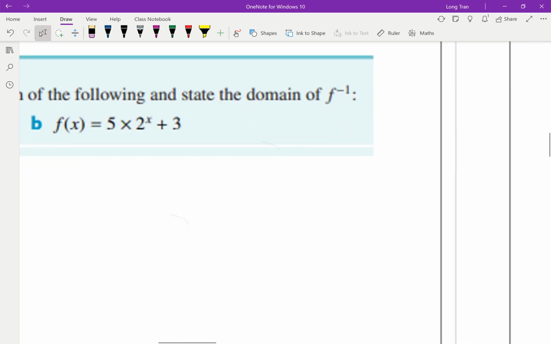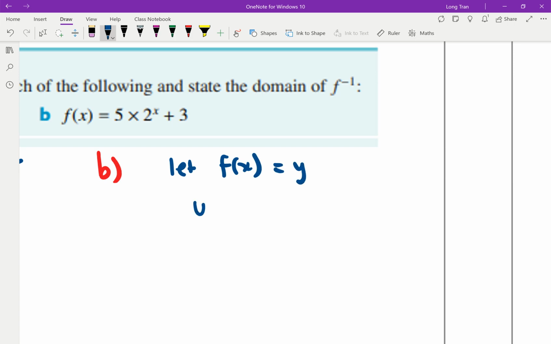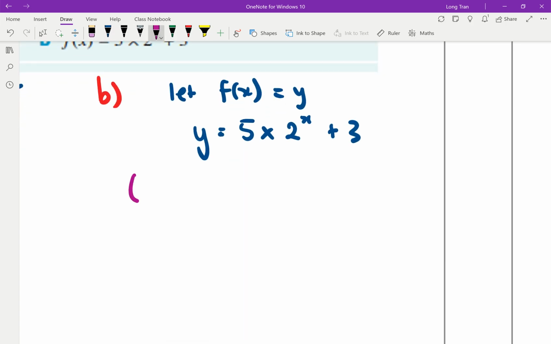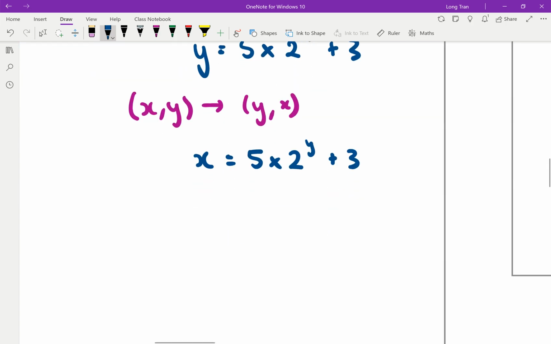So let's do the same thing for b over here. If we were to do b, same thing. I would then say let f of x equal to y. So therefore, y is equal to 5 times 2 to the power of x plus 3. And due to the transformation, xy becomes yx. So this now changes the equation to x is equal to 5 times 2 to the power of y plus 3. Subtract 3 on both sides.